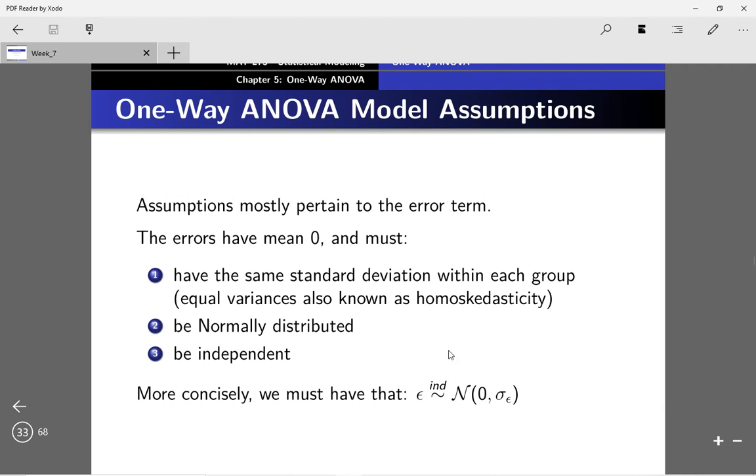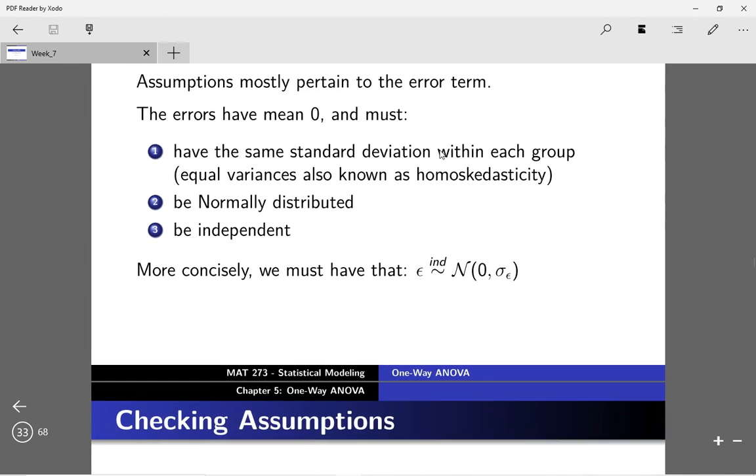You guys don't need to know how to write that, but just in case you ever come across that.